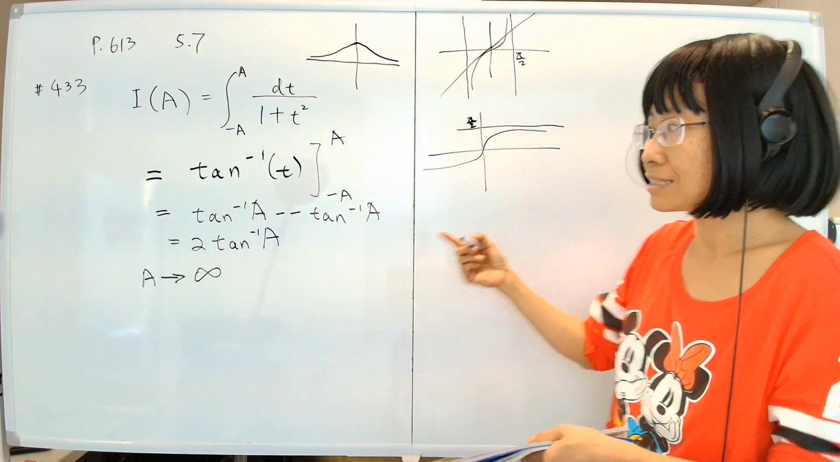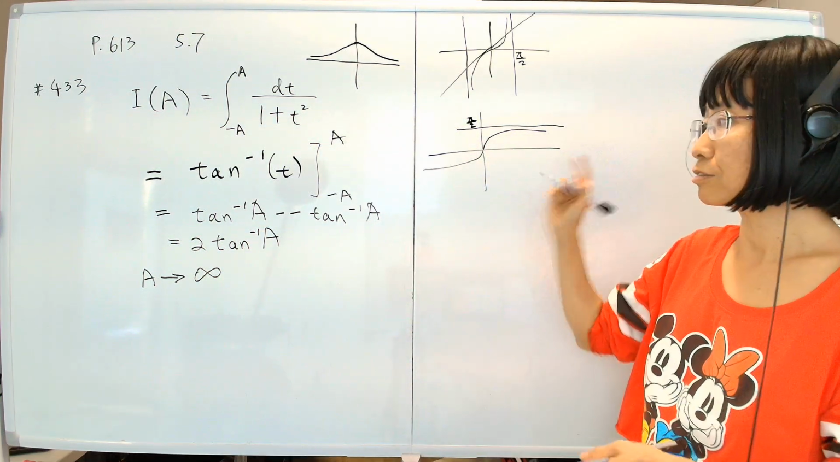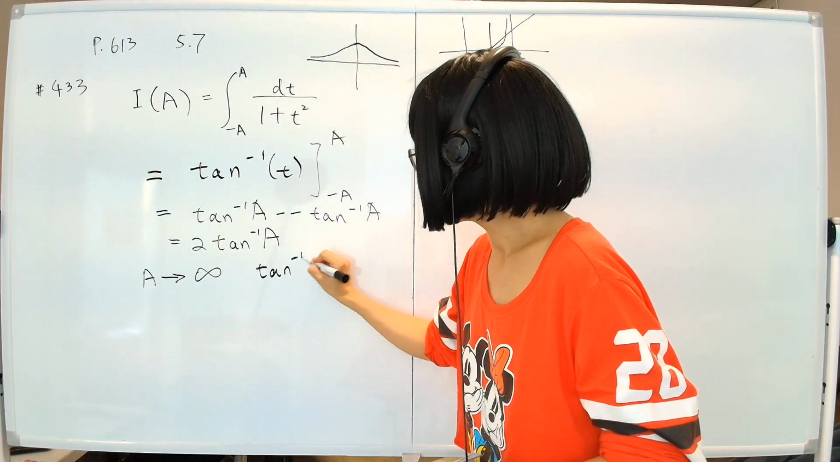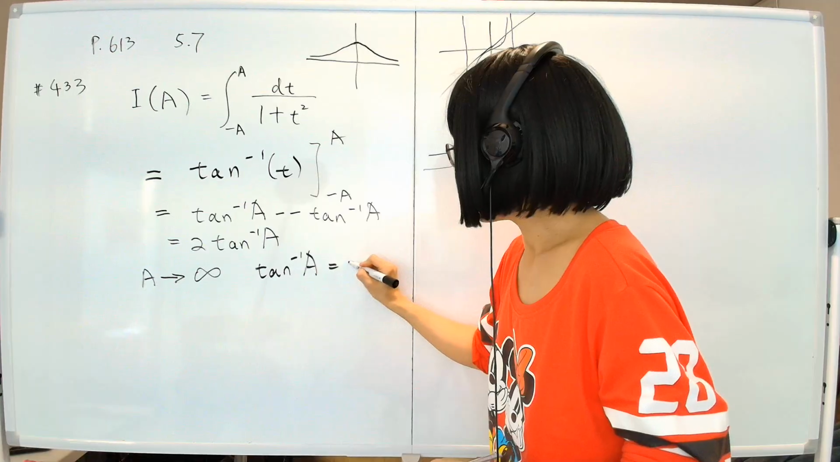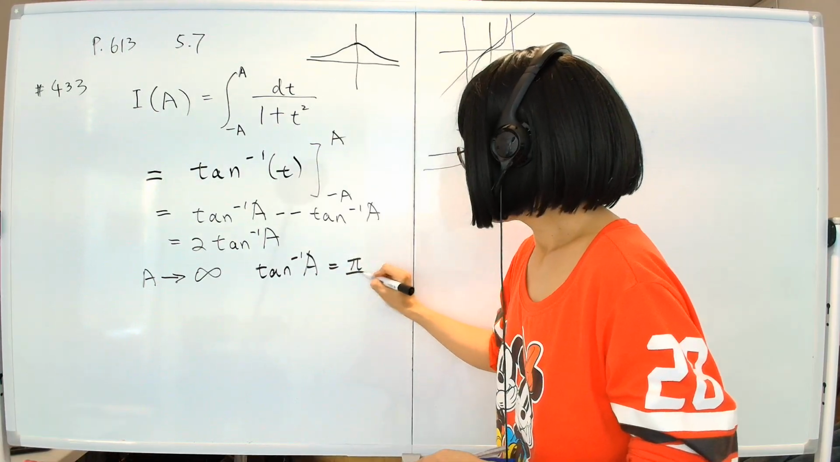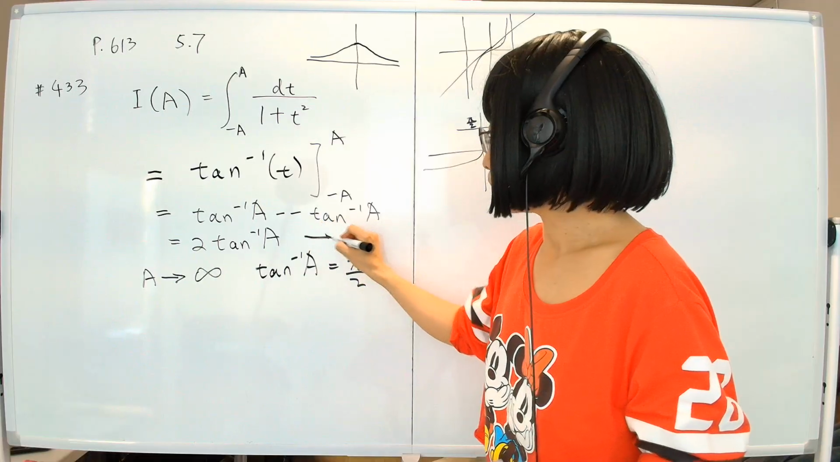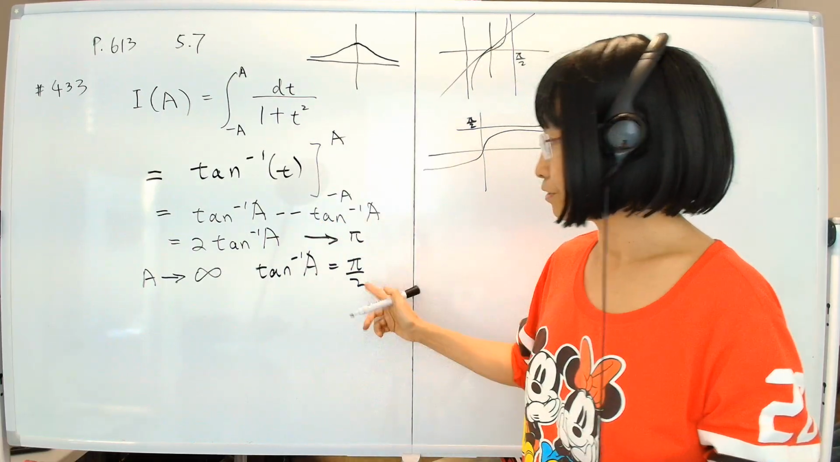So in other words, as a goes to infinity, the inverse tangent goes to pi over 2. So tangent inverse of a is going to approach pi over 2. And then when you have two of them, the whole answer will go to pi. Two of pi over 2.